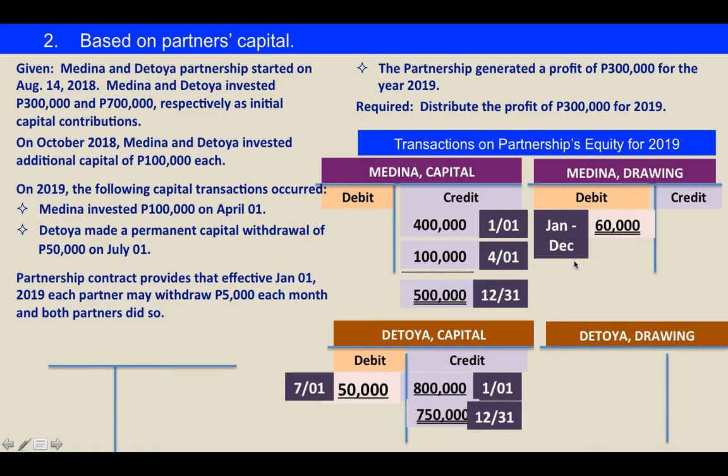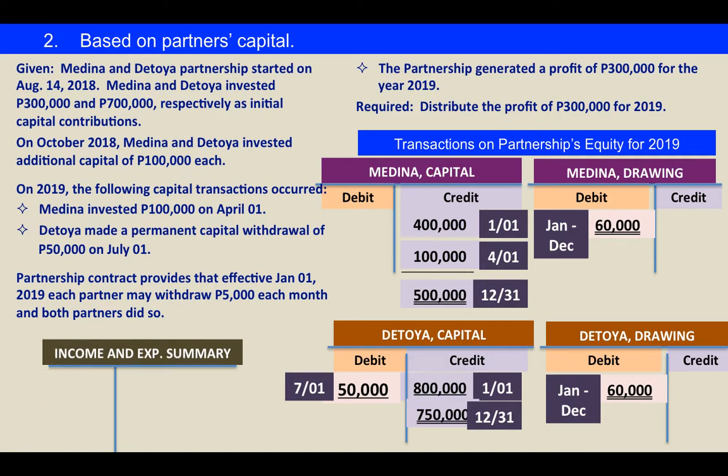So the total of that 5,000 for 12 months will be 60,000. So that is the withdrawal made by Medina. And similarly, De Toya also made a 5,000 withdrawal per month. So there will be a drawing of De Toya as well of 5,000 each month. So the total from January to December is 60,000. Okay. Let us now take a look at the profit.